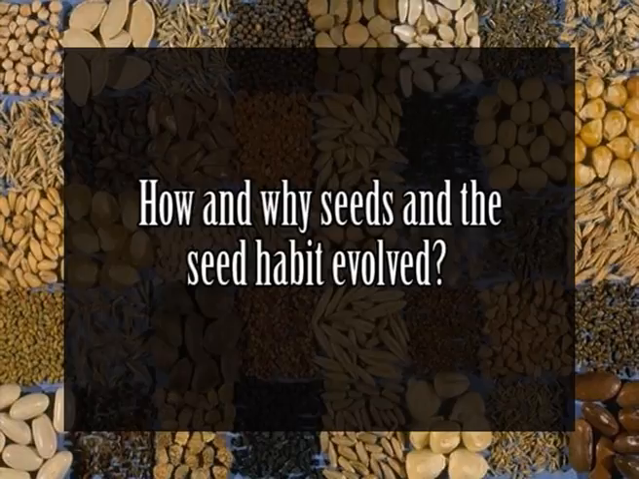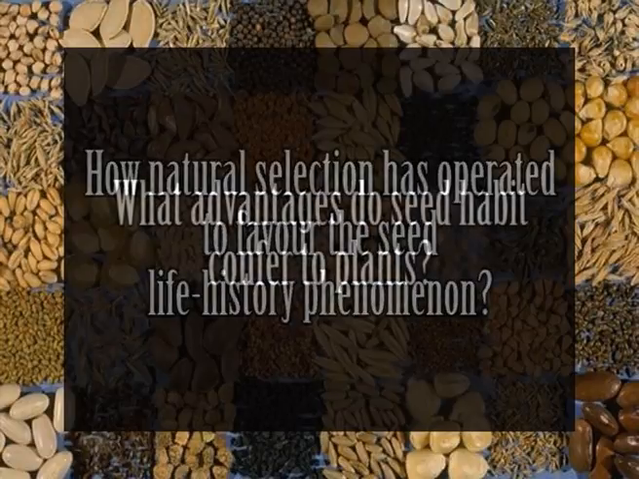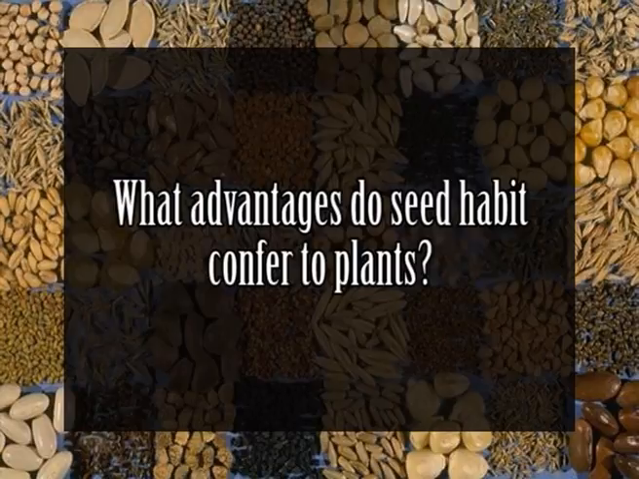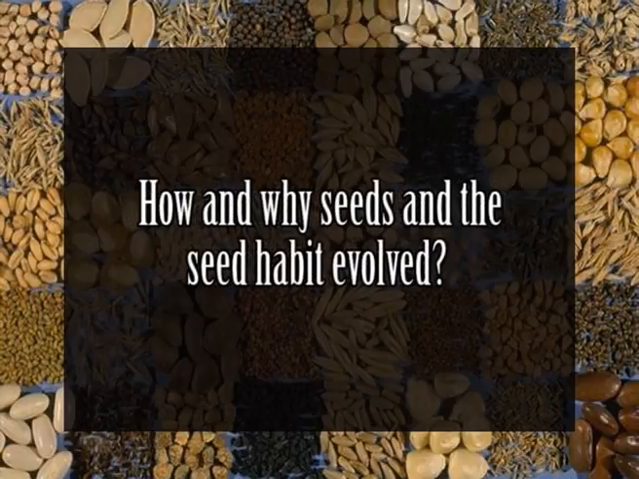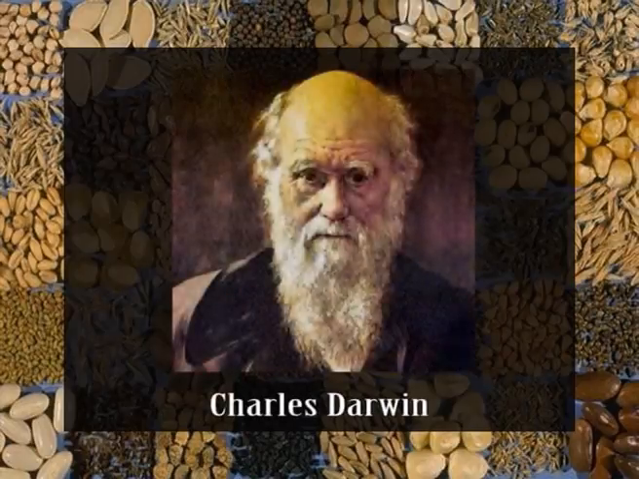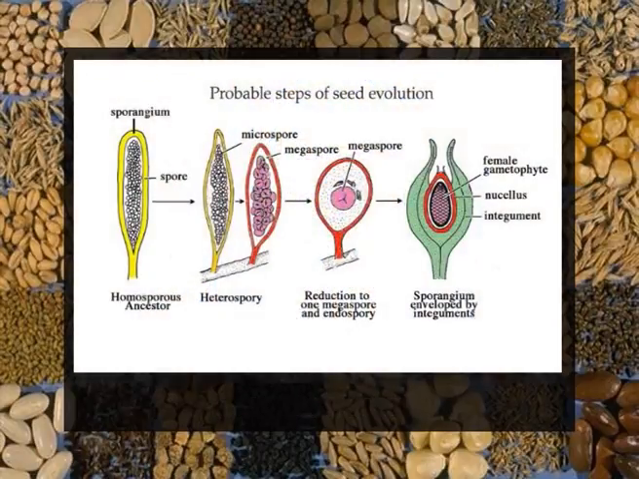By the end of this lecture, I hope that you will be able to answer some of the fundamental and interesting questions related to the topic, such as how and why seeds and the seed habit evolved, how natural selection has operated to favor the seed life history phenomenon, and of course, what advantages seed habit confers to the plants. So, as far as the question of how and why seeds and seed habit evolved is concerned, from the Darwinian perspective, seed habit is considered to be a pre-adaptation for the quick dominance of the angiosperms.